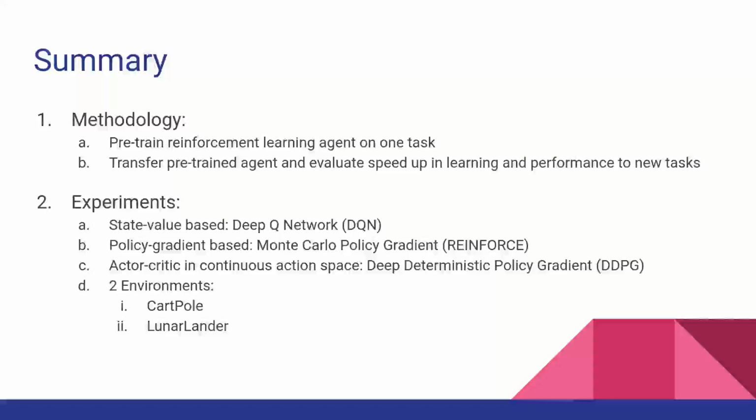Finally, the two environments that I tested transfer learning on are the cart pole and lunar lander environments. In the cart pole environment, the agent is tasked with balancing a pole on top of a moving cart. With the lunar lander environment, the agent is tasked with safely landing a spaceship.